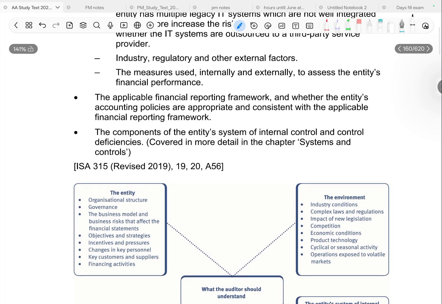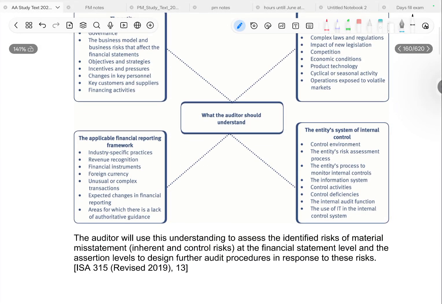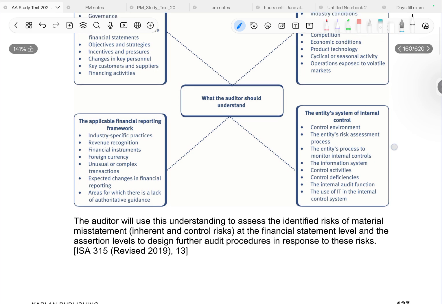The auditor evaluates whether the entity's accounting policies are appropriate and consistent with this framework. Another key area is the system of internal control, including identifying any control deficiencies. All of this understanding helps the auditor assess inherent and control risk at both the financial statement and assertion level. Based on this assessment, the auditor can design appropriate audit procedures to respond to the identified risk.